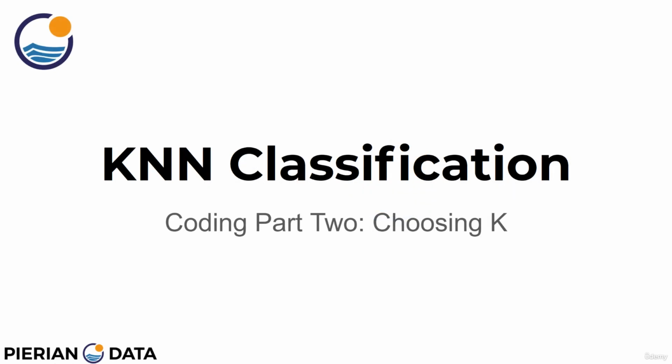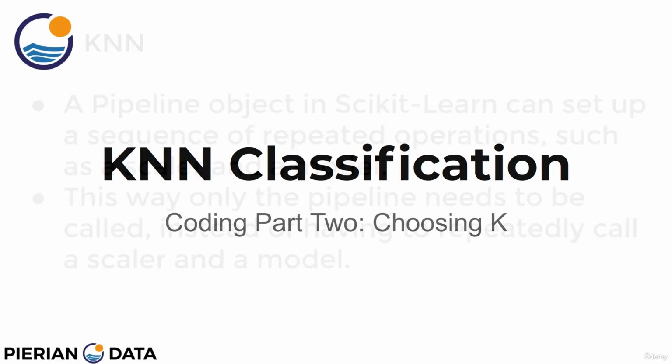Welcome back everyone to coding part 2 for k-nearest neighbors. Specifically, how do we actually choose this number of neighbors or k-value? And we're going to be exploring two ways. One is the elbow method, and two is just a full cross-validation grid search.